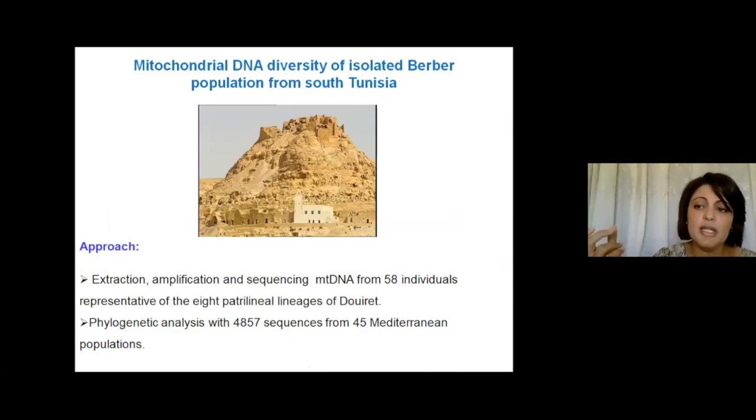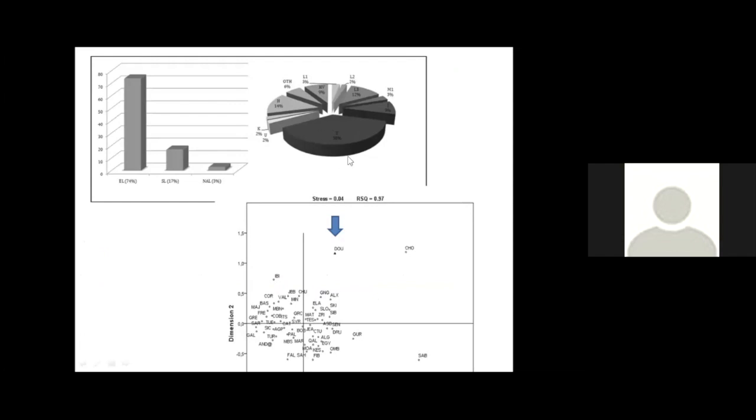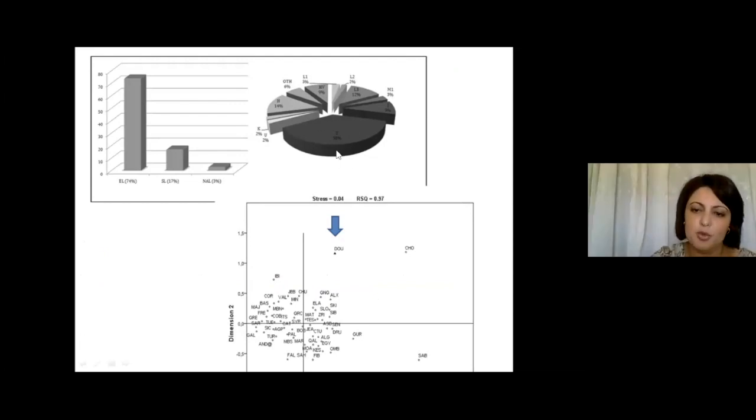And I show you here one work on an isolated Berber population from South Tunisia. This work was performed during the PhD of our colleague Yusra Ben Halima. And here, this isolated Berber population presents a very particular genetic structure highlighted by the high level of the T haplogroup, which is a Eurasian haplogroup. Our phylogenetic analysis showed that Duiret, this is the isolated Berber region from the south of Tunisia, is genetically very distant from the other North African populations and Mediterranean populations.